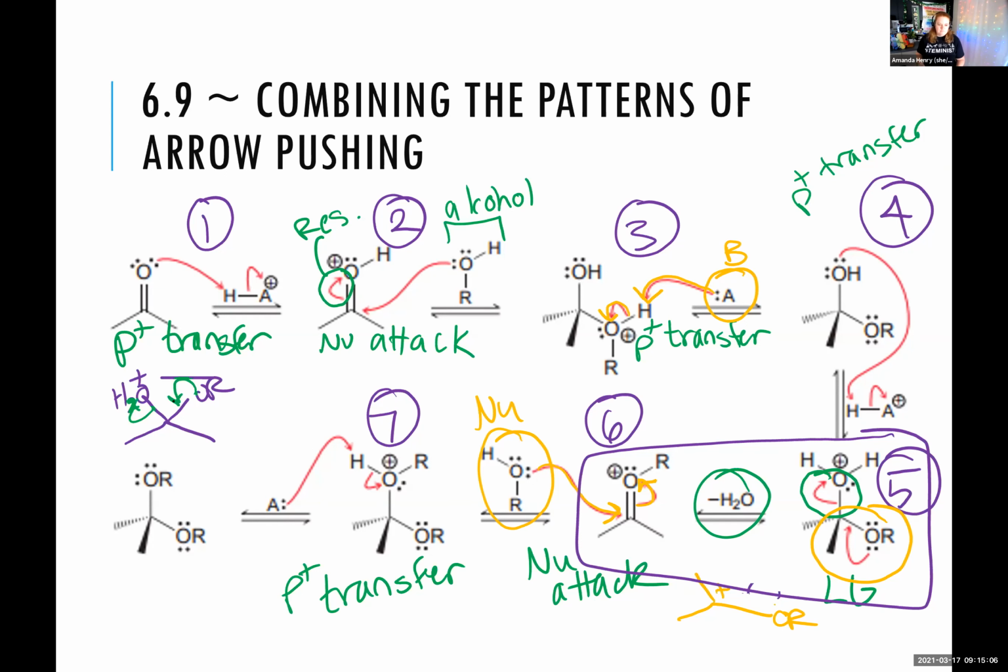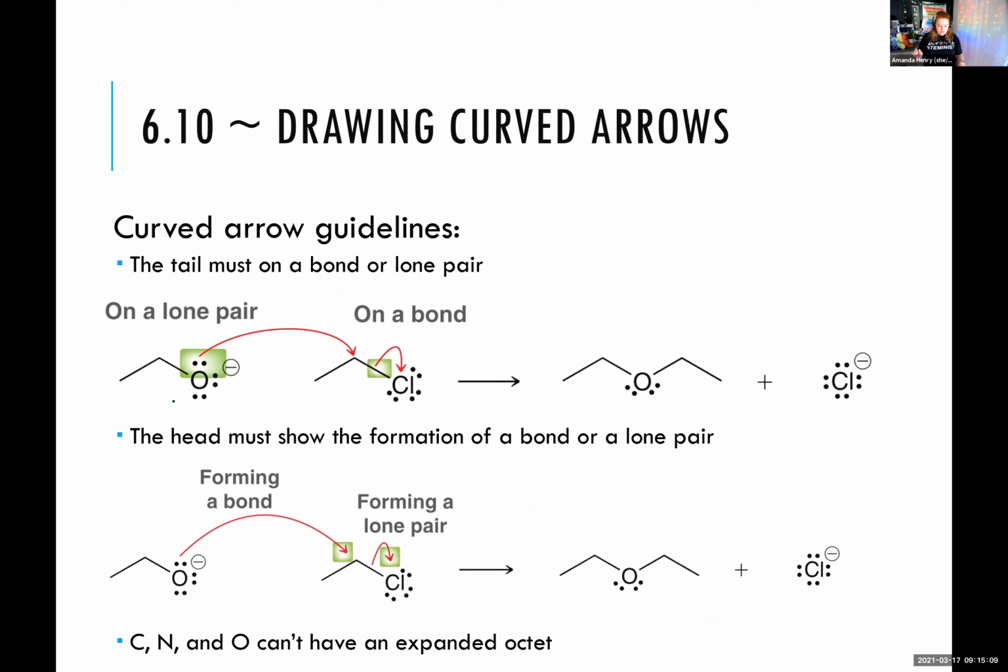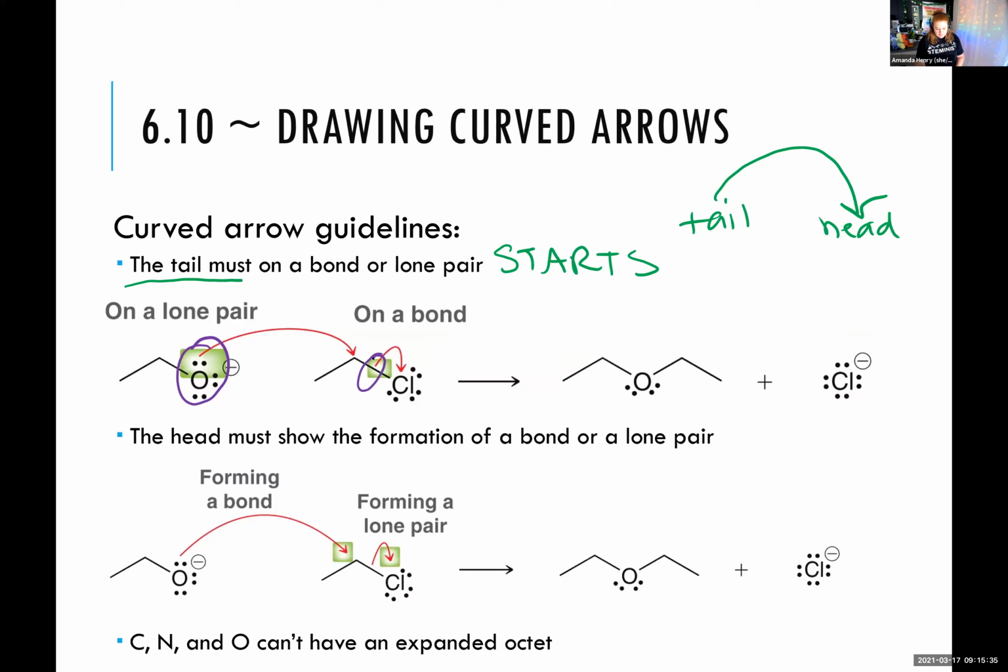Okay. All right, so some curved arrow stuff. The tail, so this is where the arrow starts. Tail, head. The tail of the arrow has to start at an electron source. So that either means it's going to start on a lone pair or it's going to start at a bond. Has to start where the electrons are.